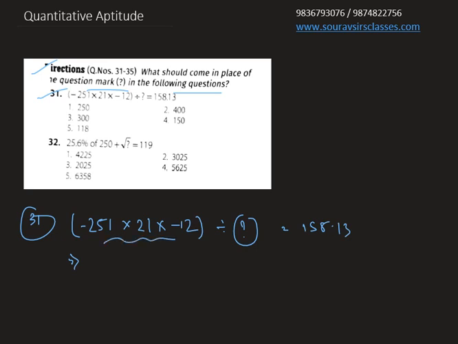The multiplication results in 63,252, divided by unknown number is equals to 158.13. Therefore, the unknown number is 63,252 divided by 158.13, which results in 400. So the answer of the first question is option 2, 400.